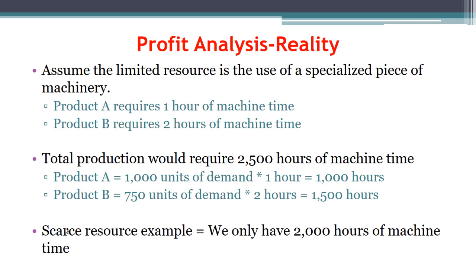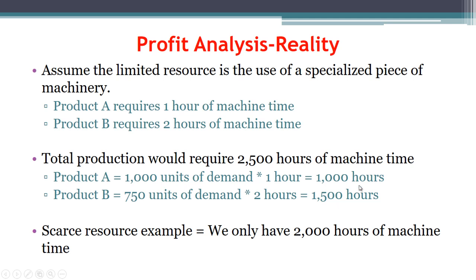So now let's take a look at an example. The limited resource here is a specialized piece of machinery. We can only have it running so many machine hours. Product A requires 1 hour of machine time. Product B requires 2 hours of machine time. So if we tried to produce everything, it would take 2,500 hours of machine time. 1,000 units of demand for product A times 1 hour. 750 units of product B times 2 hours, you get 2,500 total hours.